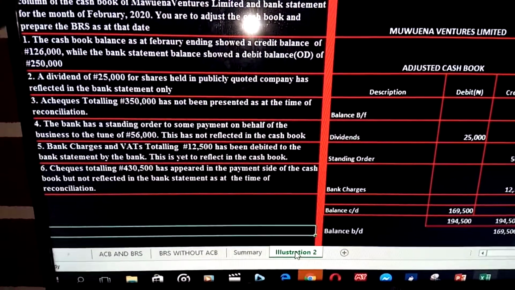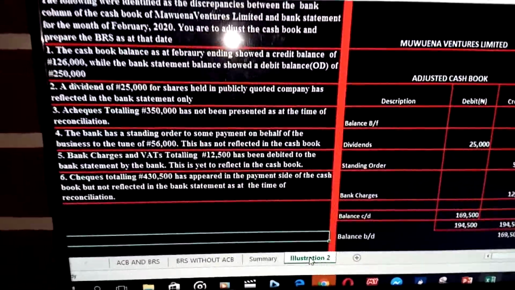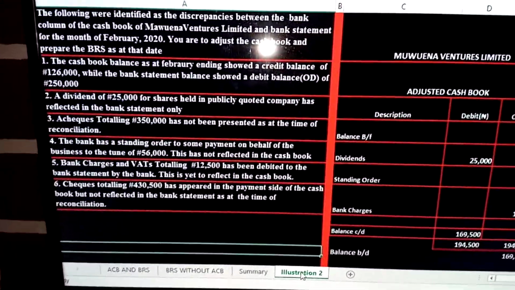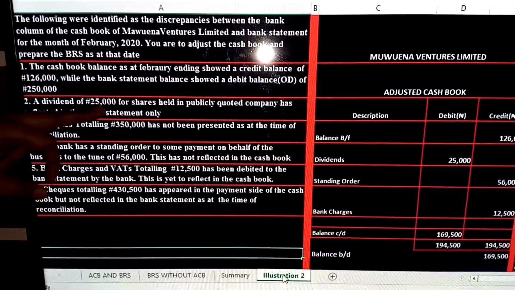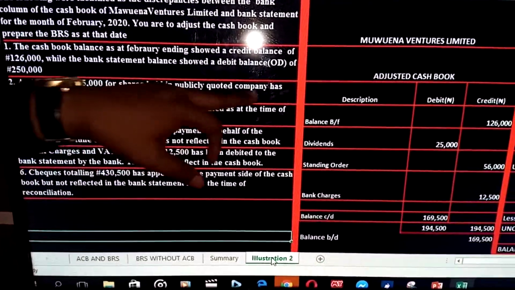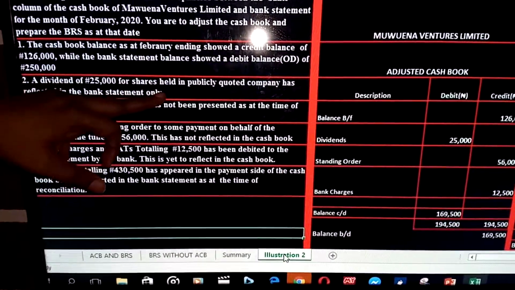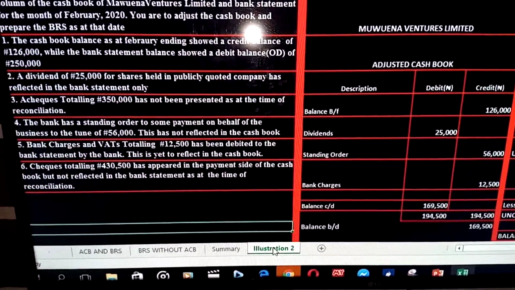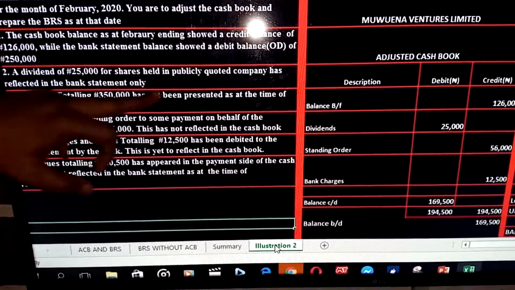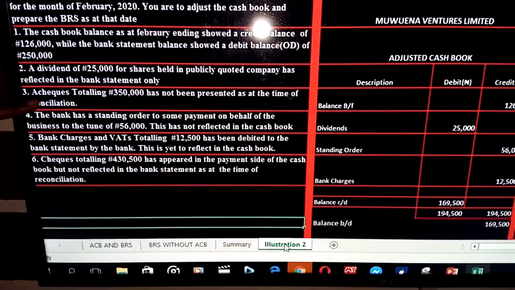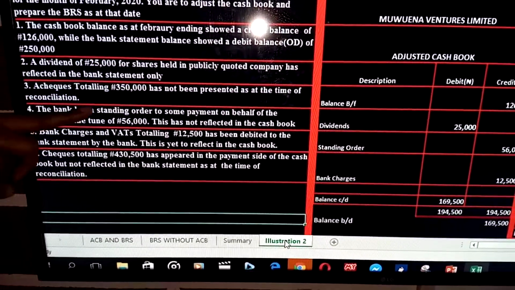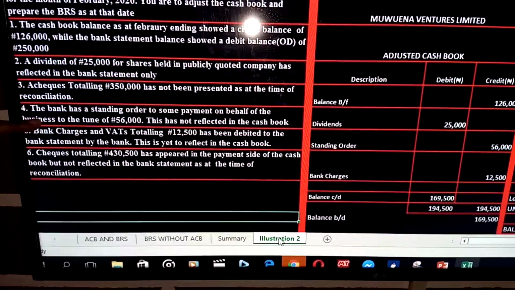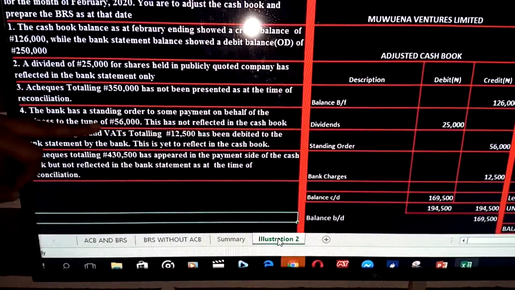That means you have withdrawn more than what you have. So now, what are the other discrepancies? The first, they say a dividend of 25,000 for shares held in a public company has been in the bank statement only. Now, a check totaling 350 has not been presented as at the time, that's unpresented checks. The bank has a standing order to make payment on behalf of the business to the tune of 56,000.